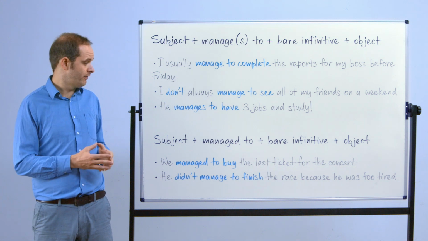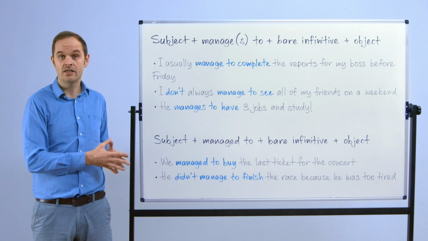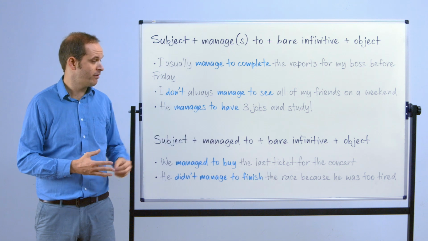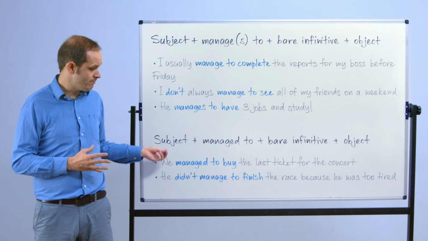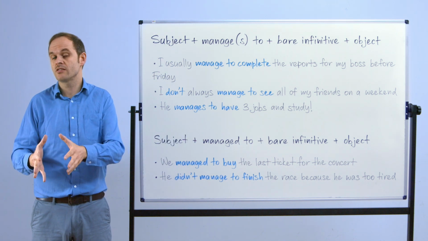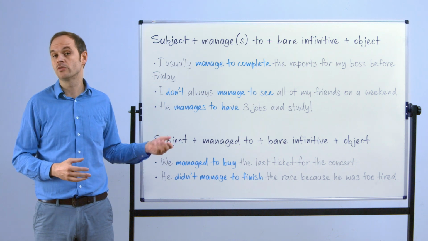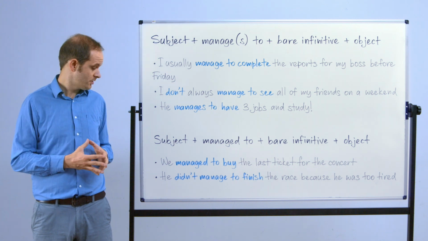It behaves like a regular verb and it becomes managed. And the sentence structure is exactly the same. For example, subject plus managed to with bare infinitive followed by the object. For example, we managed to buy the last ticket for the concert. So we're not talking about the present, we're talking about the past. And in this case, they successfully bought the last ticket, something that can be difficult, in the past.